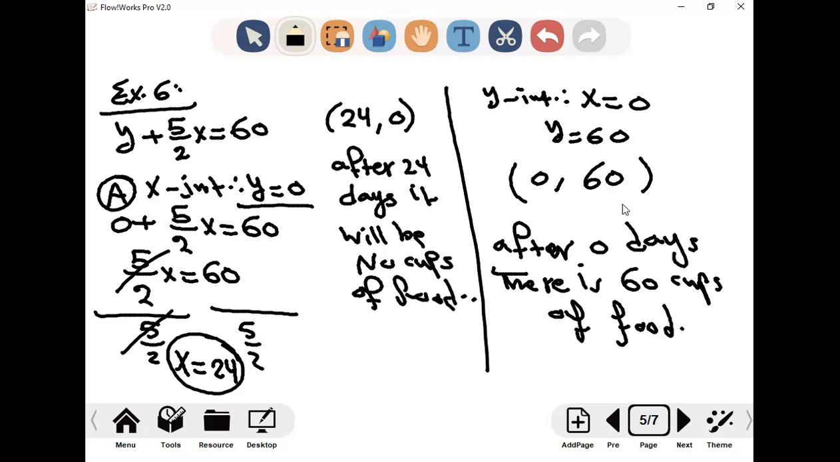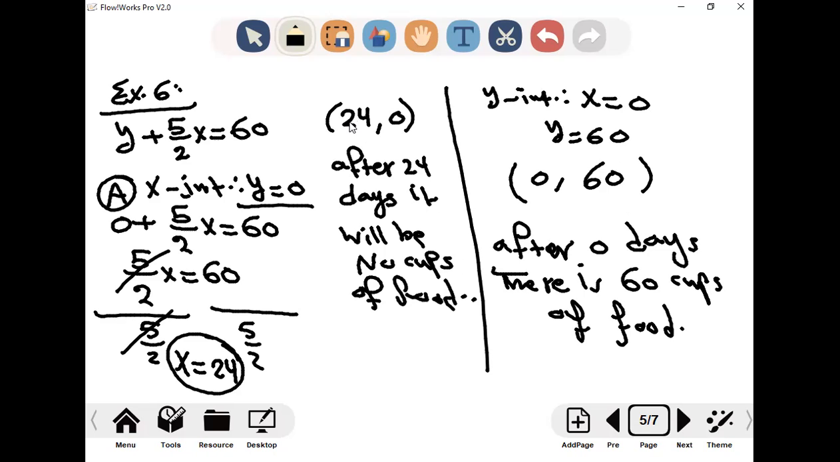We have a paragraph after the first part. See, the x-intercept is 24, right. Continue with me and write: the x-intercept is 24. This means that the graph intersects the x-axis at 24 and 0. Write it as an ordered pair. What does this mean? After 24 days, there is no dog food left in the bag.